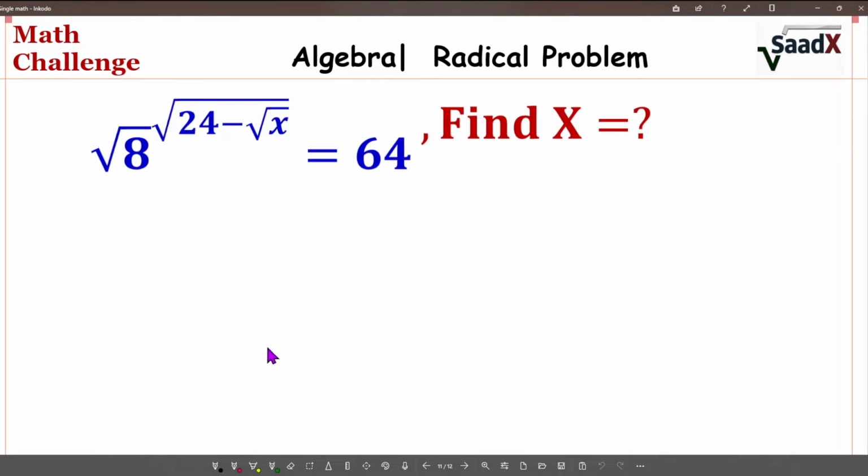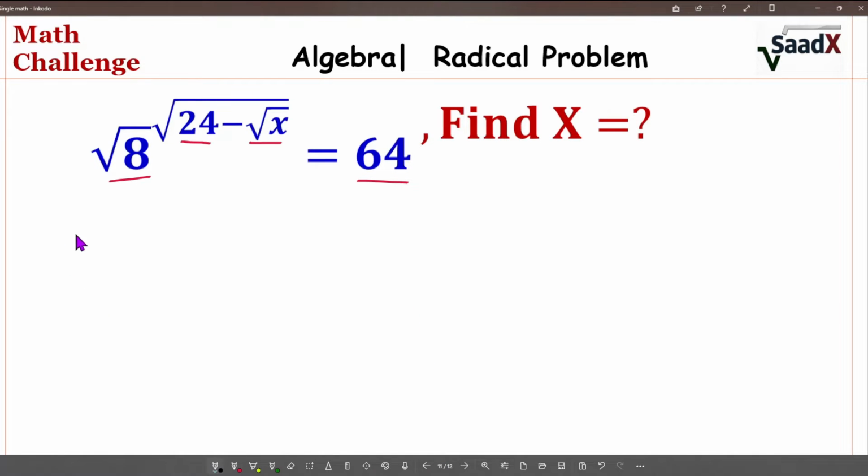Find x. Given root 8 to the power root 24 minus root x equals 64. This is a very important radical problem. We are trying to solve this problem step by step.